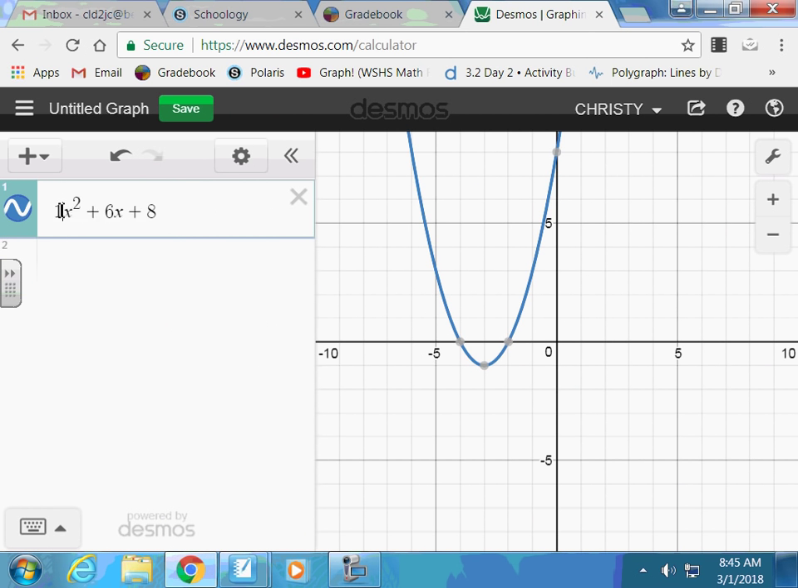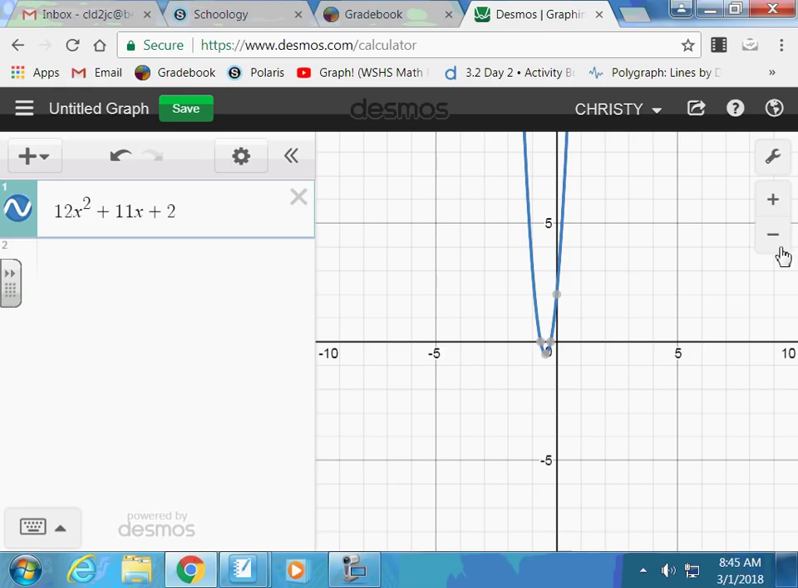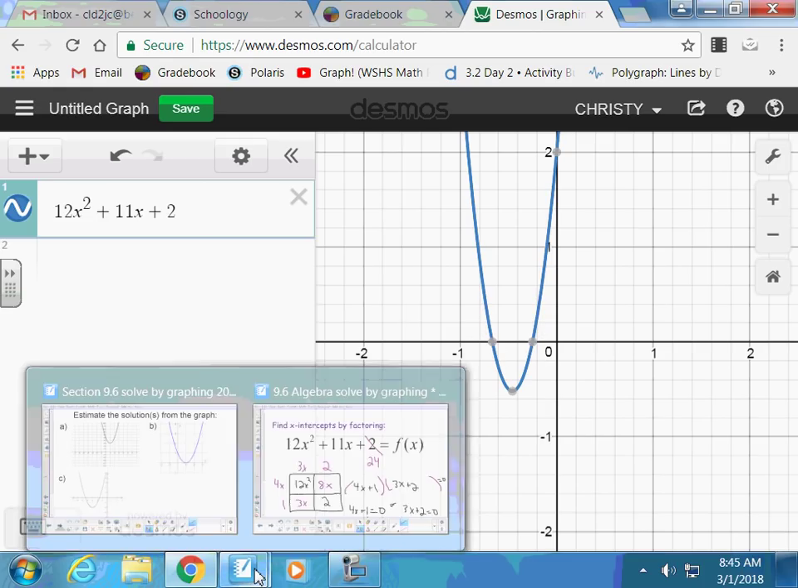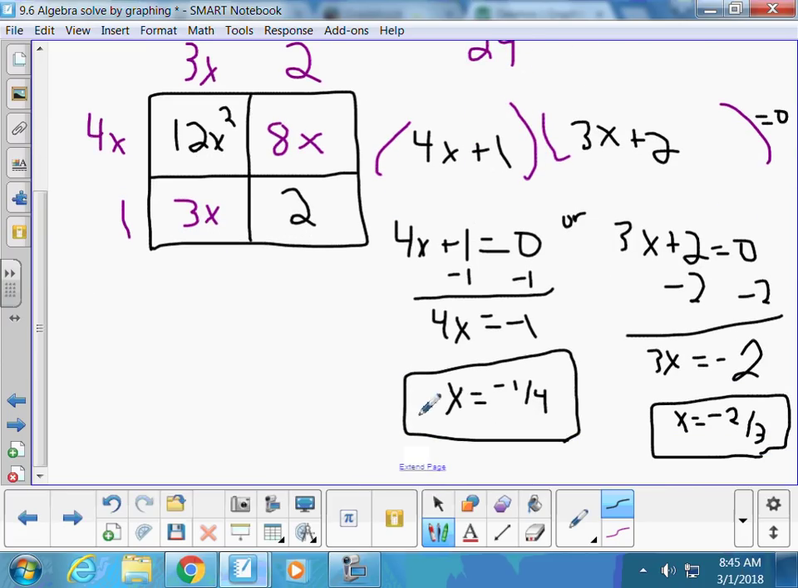So 12x squared plus 11x plus 2. And I can zoom in a little bit. Do my plus button. There you have it. -0.25 and -0.6. And if we check, I believe that is what we had.